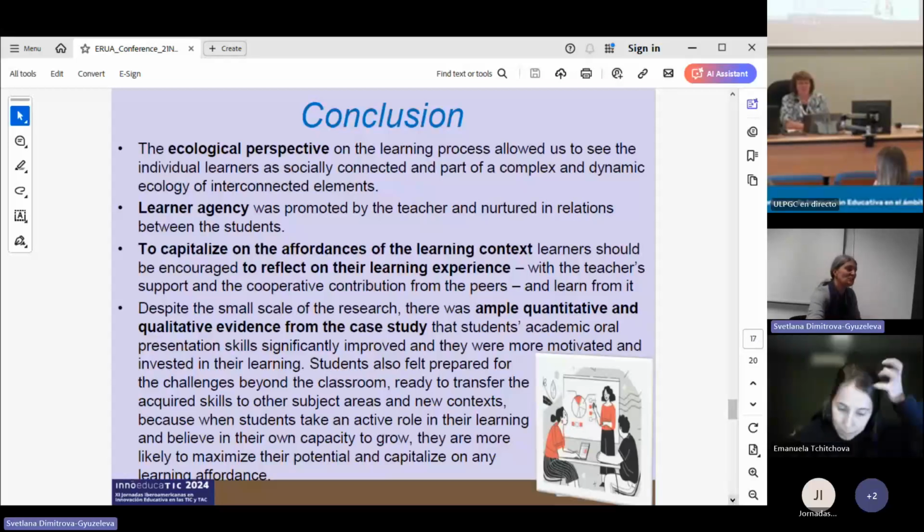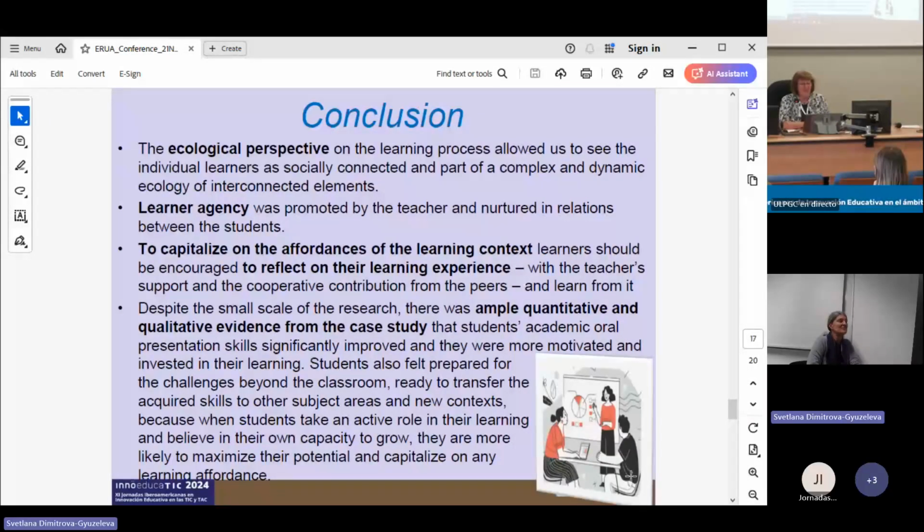I really tried to, search for a good, picture here to illustrate the ecological approach to oral presentation skills, the ecology in the background. But yeah, sorry.